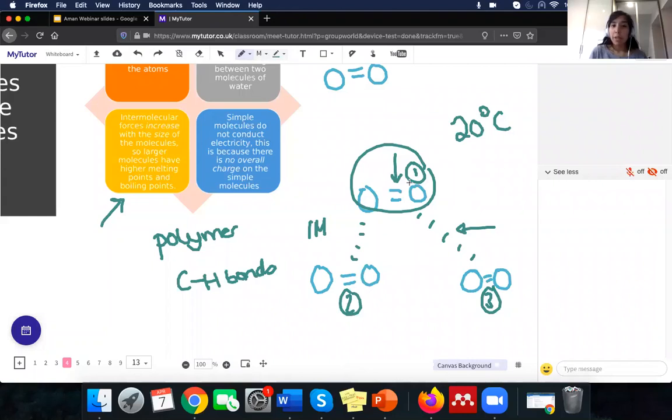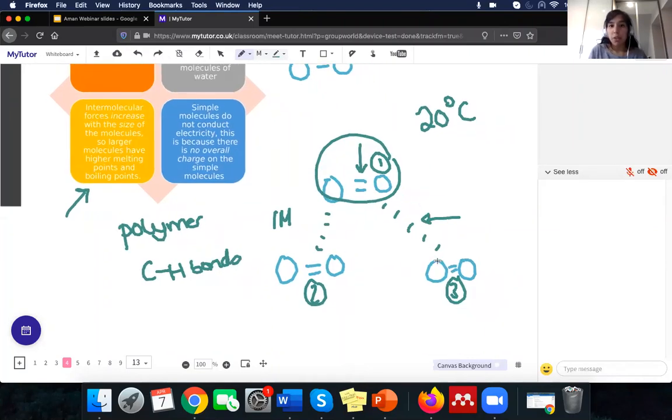And the final thing to think about is that simple molecules do not conduct electricity. And the reason for that is because there is no overall charge on the simple molecules. So to think about overall charge, we need to think about what's going on in the covalent bonding. So we know in covalent bonding, electrons are shared. That means there's no gain or loss of electrons, whereas in ionic bonding, metals lose electrons, so they have more protons than electrons, and non-metals gain electrons, so have more electrons than protons. In covalent bonding, electrons are shared, so there's no loss or gain of electrons, and that means there's no charge on that molecule.